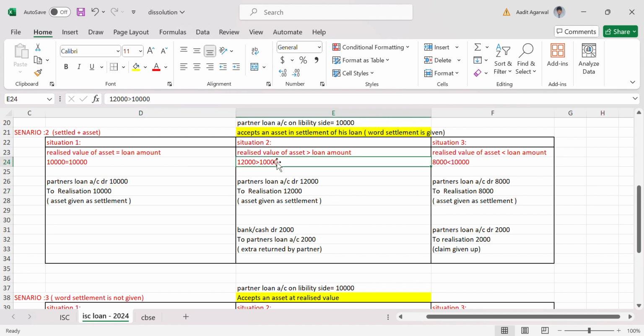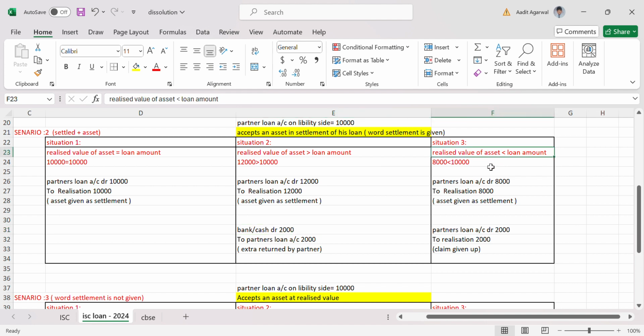If the realized value is more than the loan amount, first of all you show in realization as loan account debit to realization, but now it is 12,000 because that's the value of the asset realized. And the 2,000 which you are giving him extra, that much money will get back from the loan account. So cash or bank debit and partner's loan account credited. This money you will get back from the partner when the firm closes.